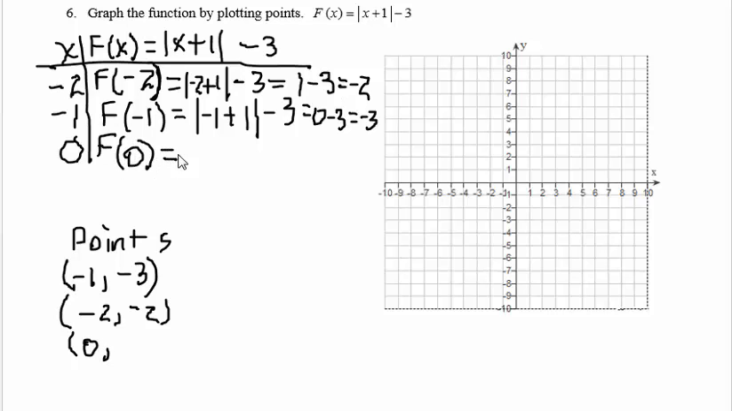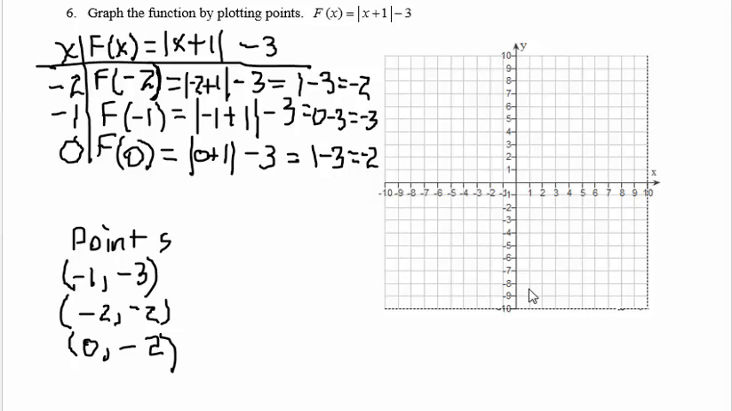Now I want to find out what is f when x is 0. So I have the absolute value of 0 plus 1, minus 3. That's the absolute value of positive 1 minus 3. Absolute value of positive 1 is 1. So this is 1 minus 3, which equals negative 2.